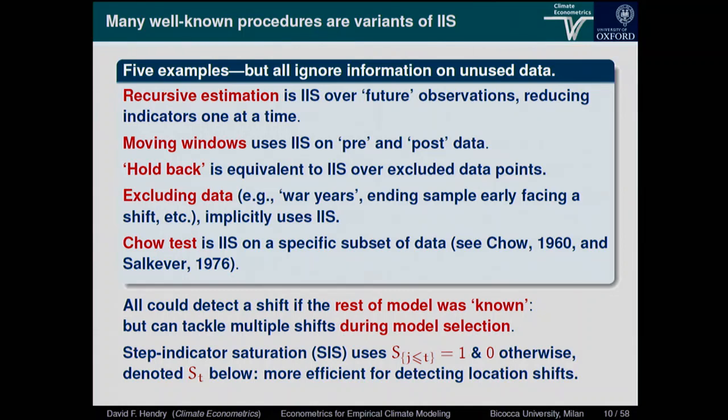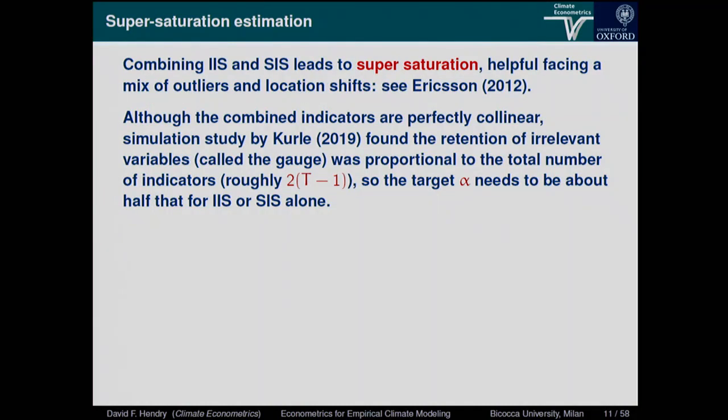So a step indicator accumulates the impulse indicators and is 1 up to time t and 0 otherwise. Now you can also define steps the other way around. There's 0 up to time t and 1 after that. And it does matter in the theory that follows that we've defined it the way they have, as you'll see when I get to a taxonomy of all the indicator saturation methods that we're working with. Now you can also combine them. Supersaturation was named by Neil Ericsson for doing impulse indicator saturation and step indicator saturation.